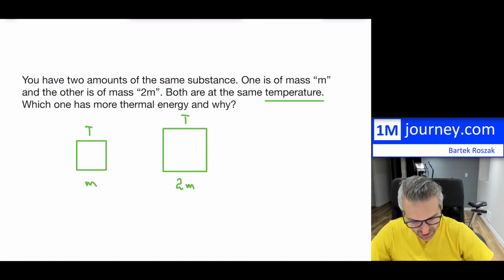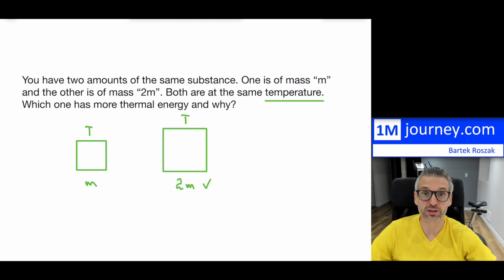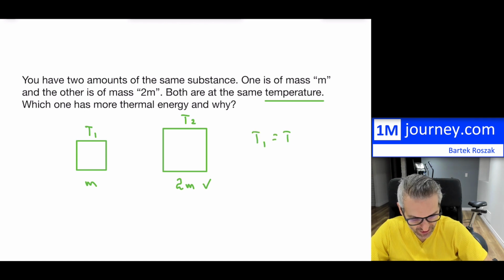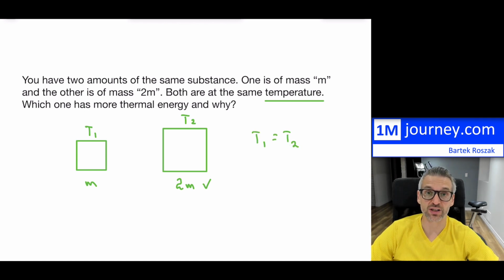So if you have a much bigger object, it doesn't have to be twice as big. It could be even by 1% or even 0.1%. So it's going to have more particles containing. So it doesn't matter that the temperatures are the same. So if T1 and T2 are the same, okay, that's fine. That's just telling us that the average kinetic energy within those substances is the same.